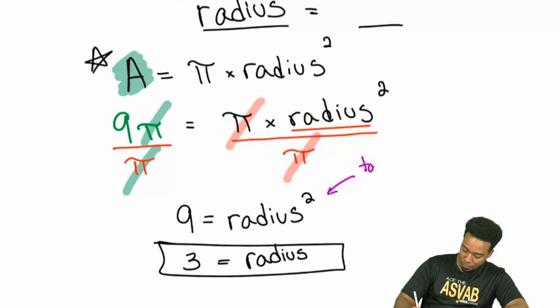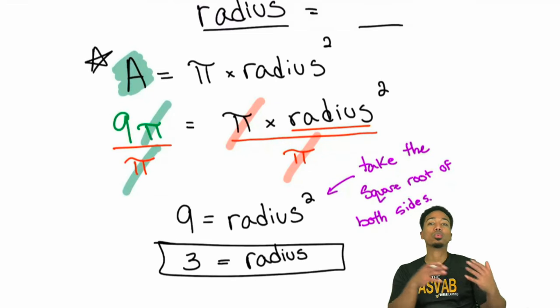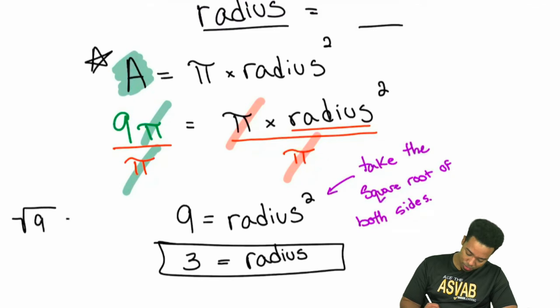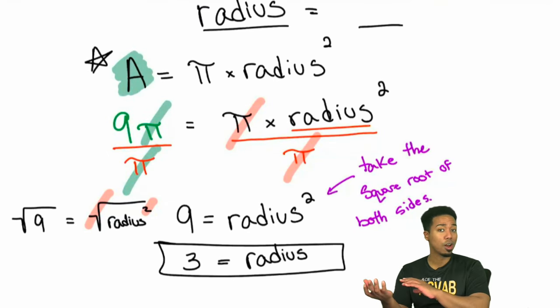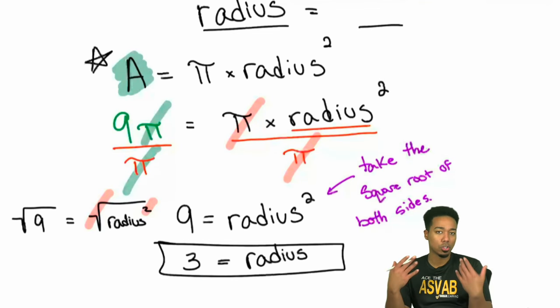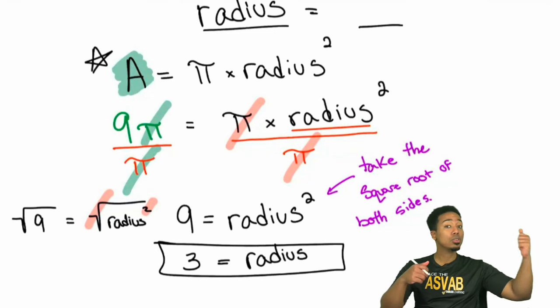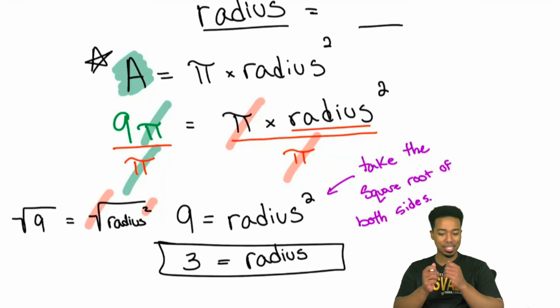Another formal way to think about it is to take the square root of both sides. What square root means is the opposite of squaring. So if you put a square root of 9 and the square root of your radius squared, it's going to cancel your square and your square root because they're opposite operations, the same way that multiplication and division are opposites, and addition and subtraction are opposites. When you think about square root, you think about what times itself gives me the answer. So 3 times 3 will give you 9. That's the idea of squaring and square rooting.